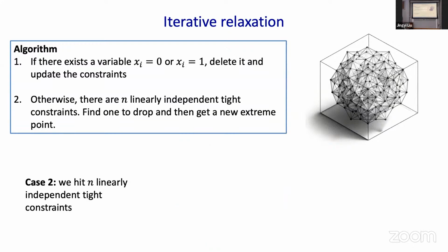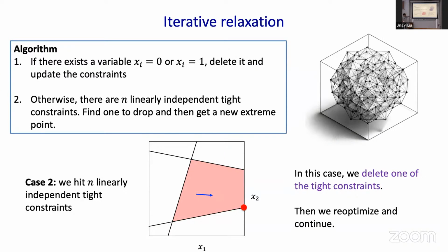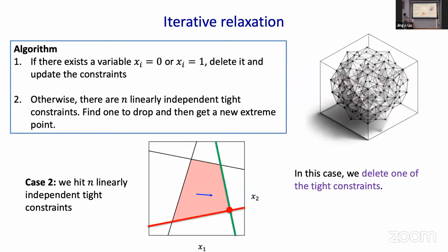Okay. And then in case 2, we hit n linearly independent tight constraints. So we're not at a constraint of the box. Then we have some procedure that allows us to delete one of these constraints. This procedure, which is really the whole input to my procedure, is just going to find this maybe green constraint and delete it. Then I re-optimize. Maybe now I hit case 1, and I continue. And whenever I'm in case 2, as long as I can drop some constraint, I'm always going to terminate with an integral solution. So it's a very simple idea, but it's extremely powerful.